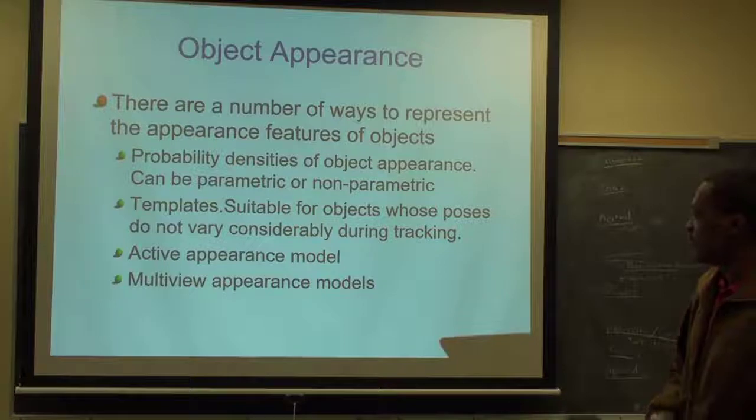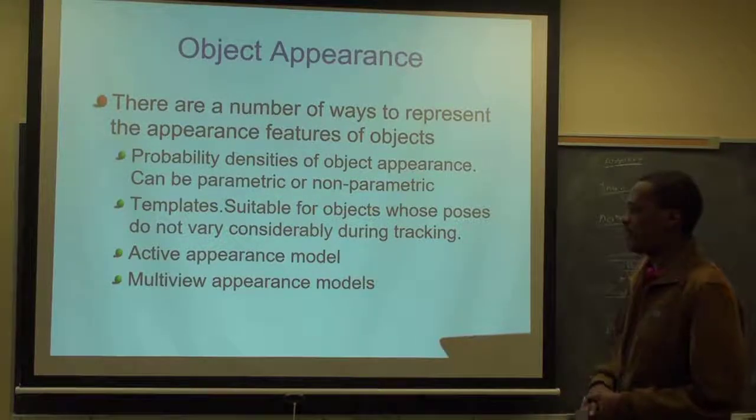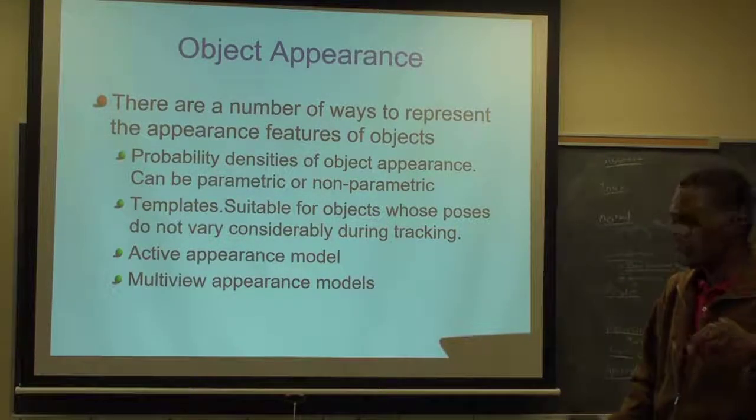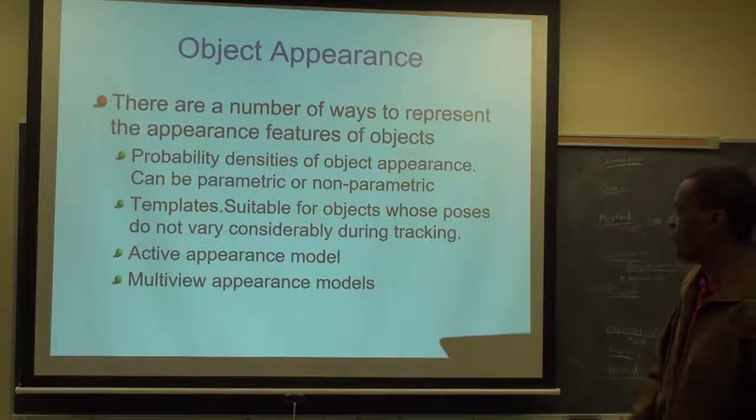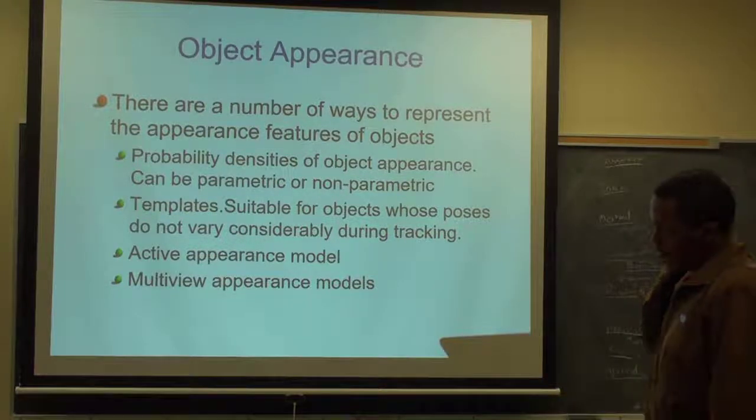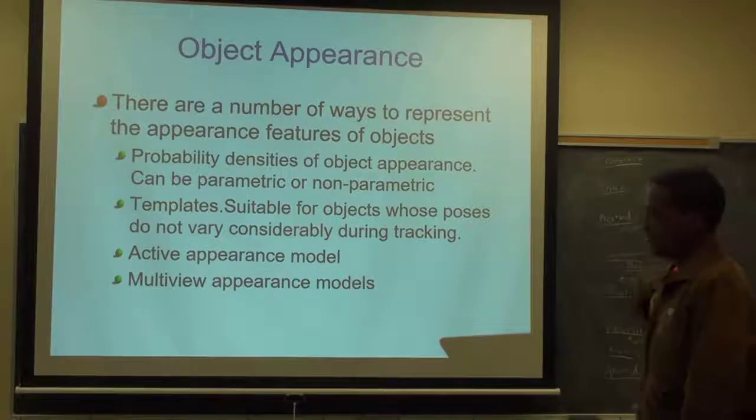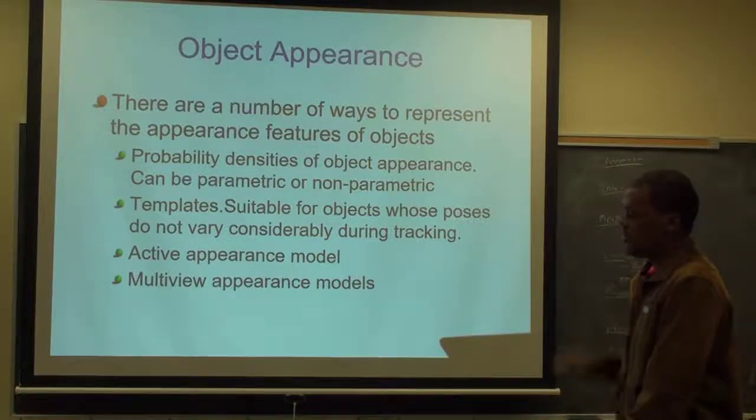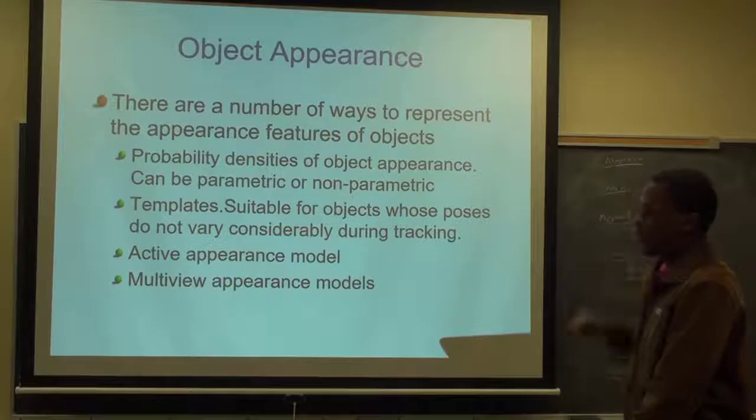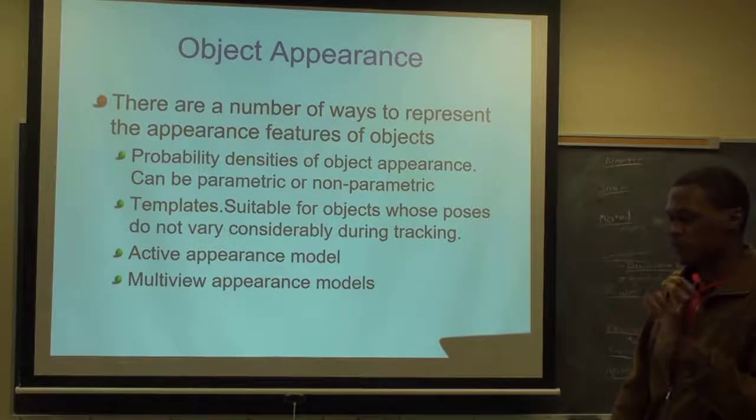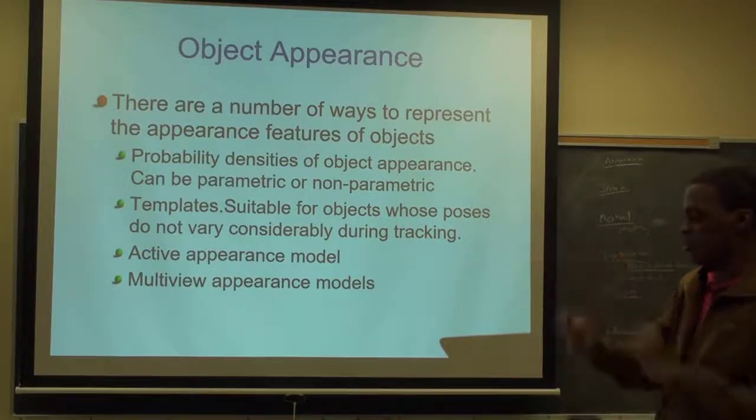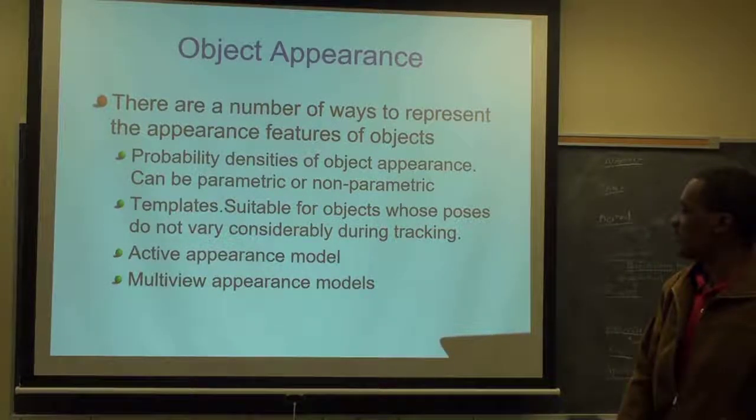So basically, an active appearance model is where you have specific landmarks in whatever object you're tracking. And for each landmark, an appearance vector is stored, which is in the form of a color or a texture. And multi-view appearance models, this is where you represent an object as if it can turn or it has multiple views, not just looking straight at it. And so that's active.